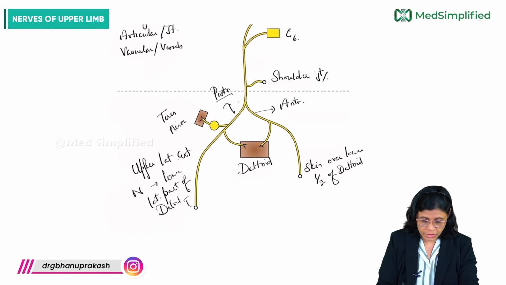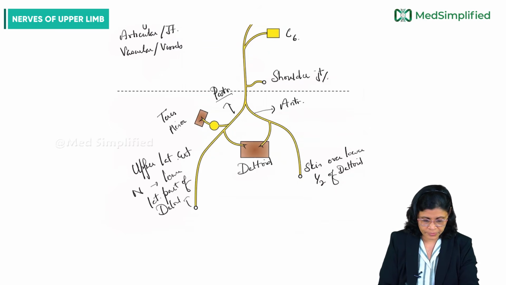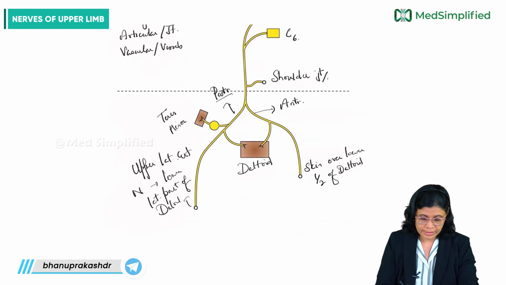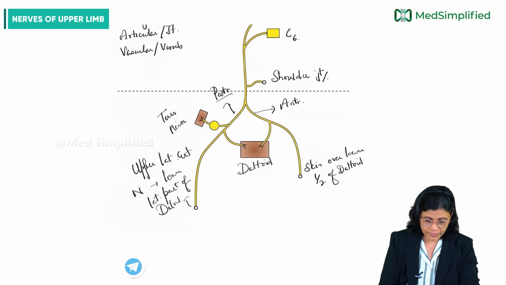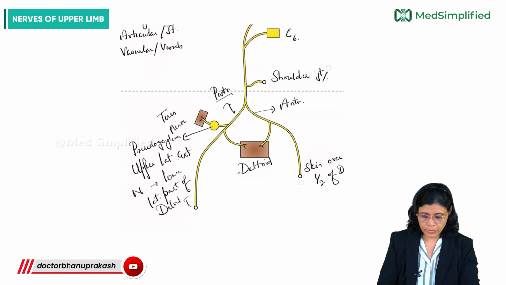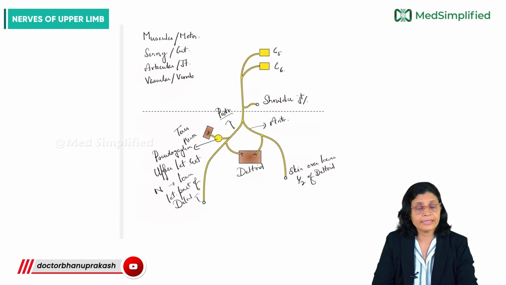Here the posterior division, which supplies the teres minor, has a pseudoganglion. A ganglion is a collection of cell bodies of nerves outside the central nervous system. This is not a collection of nerve cell bodies. Since it is just a small swelling there, we call it the pseudoganglion. So this is the course and distribution of the axillary nerve.